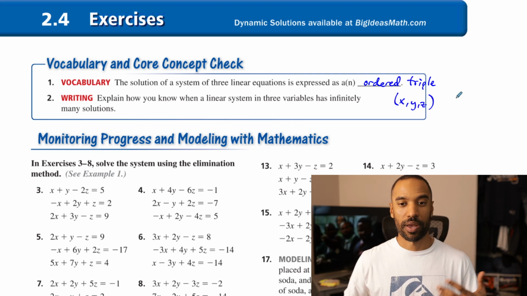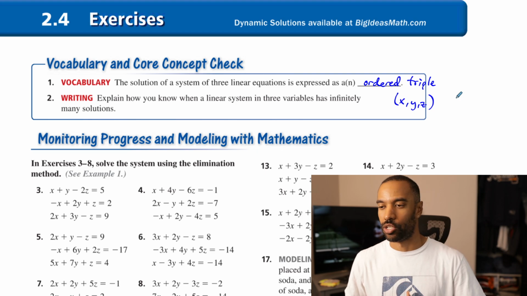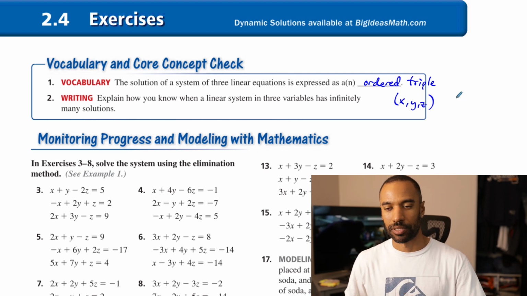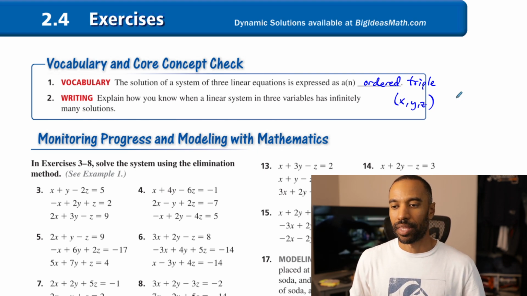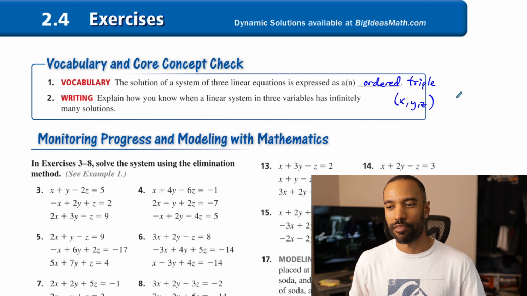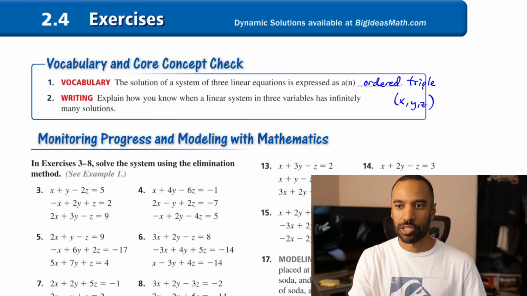And I'm glad that they express that. They're telling you, do it. Do it. Don't leave that part out. Number 2, writing. Explain how you know when a linear system in 3 variables has infinitely many solutions.